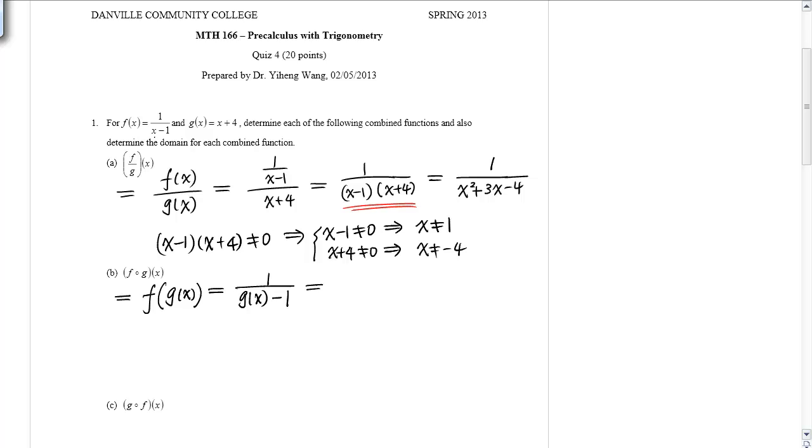And then, because g(x) equals x plus 4, this further becomes 1 over x plus 4 minus 1, which is 1 over x plus 3. So that is the composite function, f composed of g. And the domain of it is determined by, again, the denominator cannot be 0, so x plus 3 cannot be 0. Therefore, x can be any real number but negative 3.